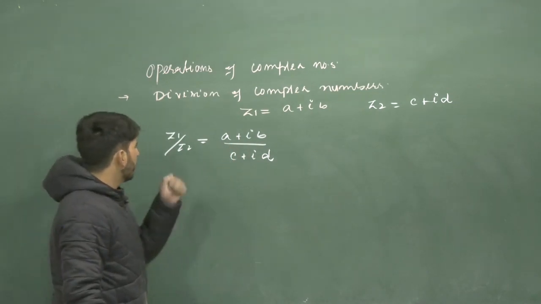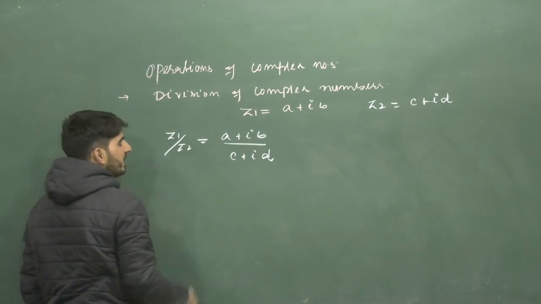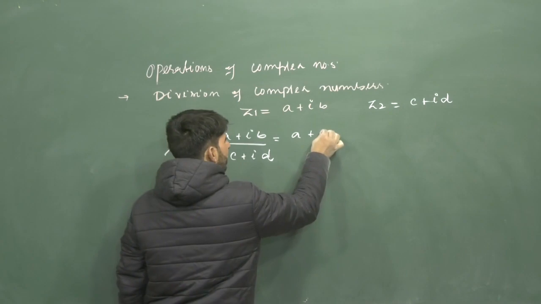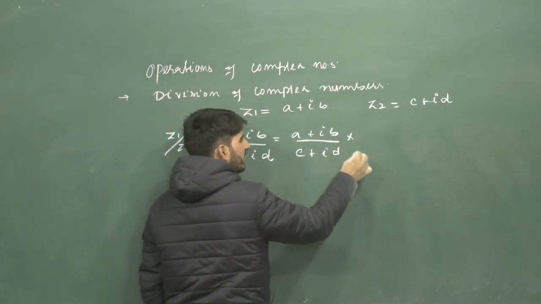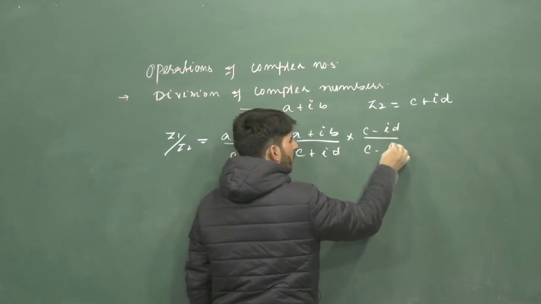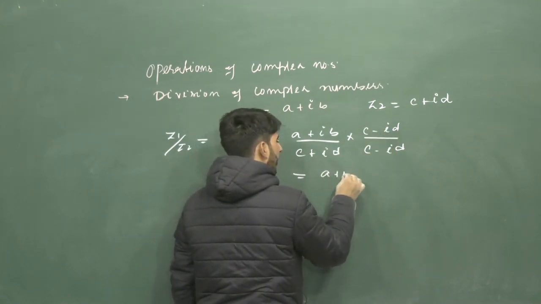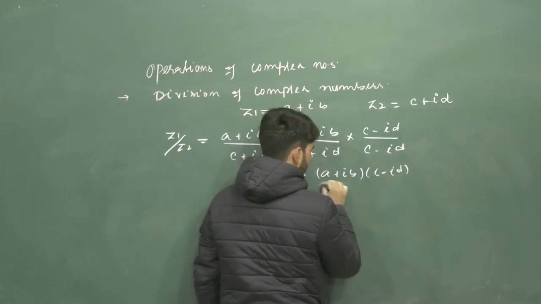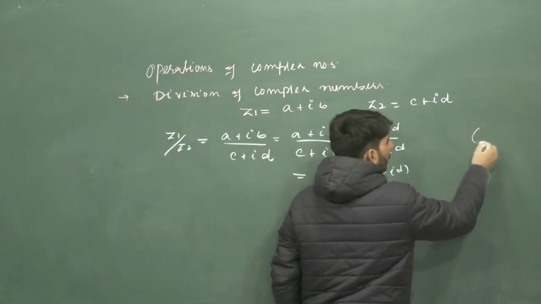To divide these two complex numbers, you have to solve this expression. We will do rationalization here by its denominator. That is a plus ib divided by c plus id. We will rationalize here with c minus id divided by c minus id. By actual multiplication here, a plus ib into c minus id. This is the a plus b, a minus b formula.